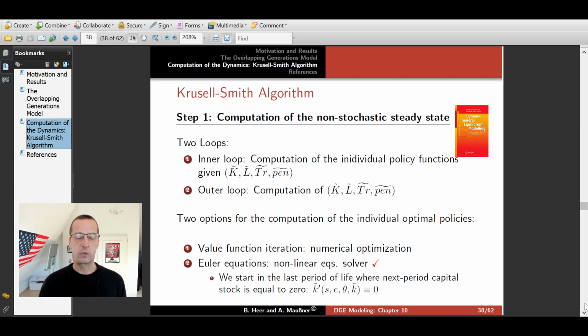We have two nested loops. In the inner loop, we compute the individual policy function for given exogenous aggregate variables, K, L, transfers, and pensions. And in the outer loop, we update the aggregate variables. So let's look at the inner loop first. Let's assume we have an aggregate capital stock K in the non-stochastic steady state, aggregate labor L, aggregate transfers TR, and pensions PN in the non-stochastic steady state with constant aggregate technology Z equal to 1.